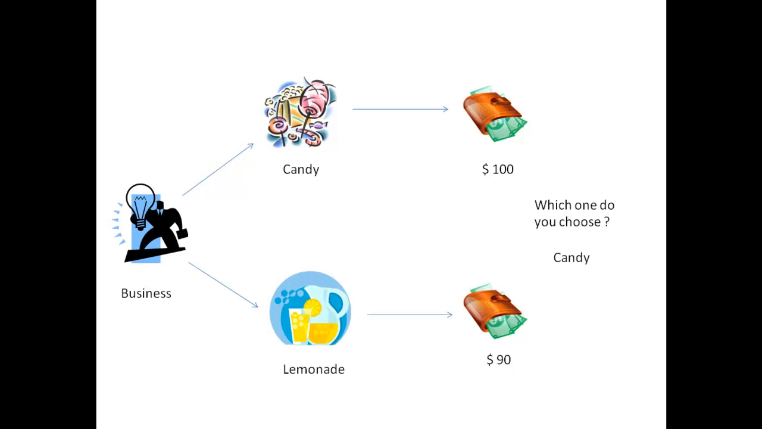Now, let's take the story a step further. What if the candy shop had a 50% chance of success and a 50% chance of failure? And by success, meaning you will earn $100, and by failure, meaning you will lose $30. And what if the lemonade stand also had a 50% chance of success and a 50% chance of failure? But in this case, if you fail, you will lose only $10. Now, what's the best choice?